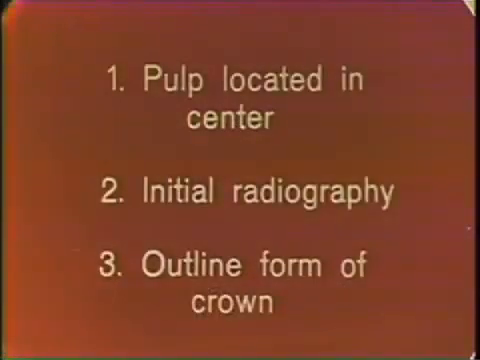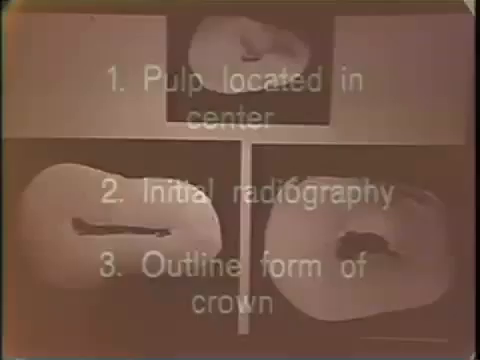The three guides that we use are the simple knowledge that the pulp is always located in the center of the tooth. We use the initial radiograph to give us information on the pulp. And also we use the outline form of the crown that we're working on to give us information of the outline form of the pulp. Now let me go back and explain what we mean by these three guides.